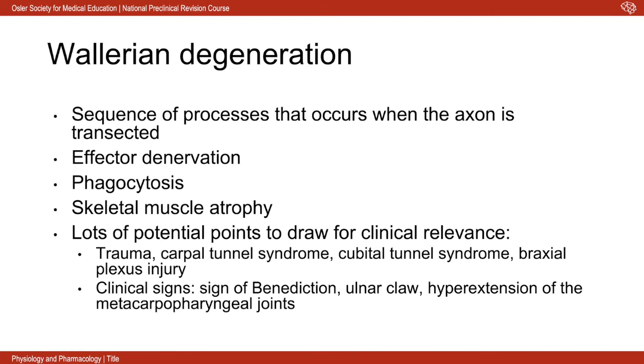It's a sequence of processes that occurs if an axon is transected. The cell body tries to repair the axon by synthesizing new proteins. It often becomes swollen and rounded with the products of protein synthesis around the axon. And the axon distal to the point of severance dies or degenerates, resulting in the denervation of the effector. This is known as Wallerian degeneration.